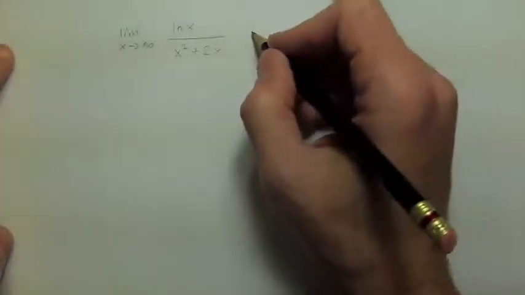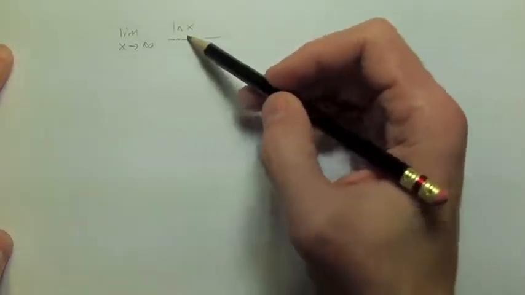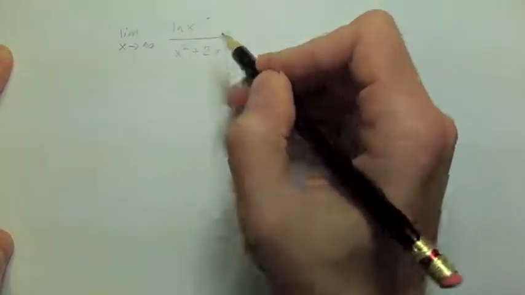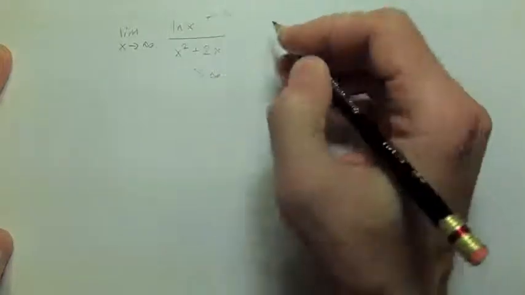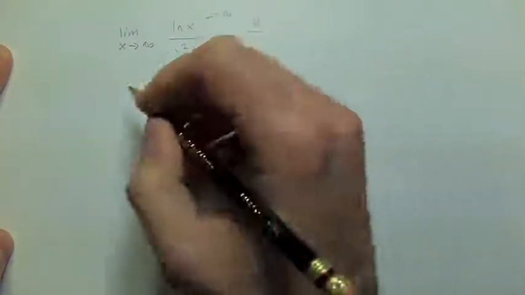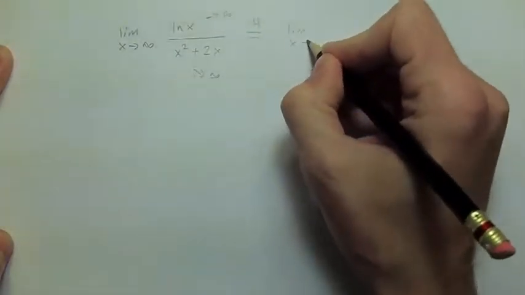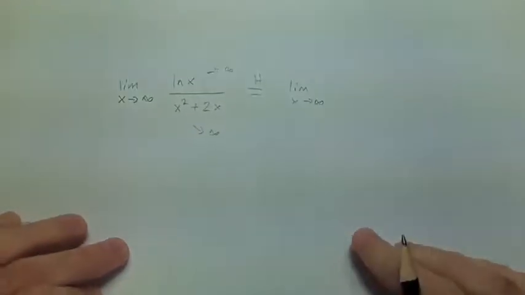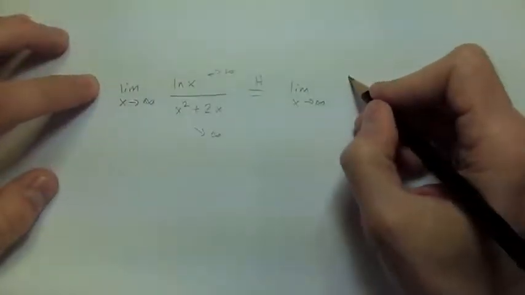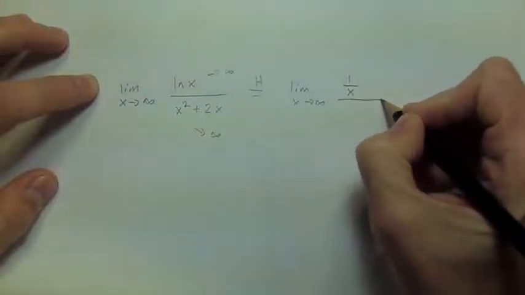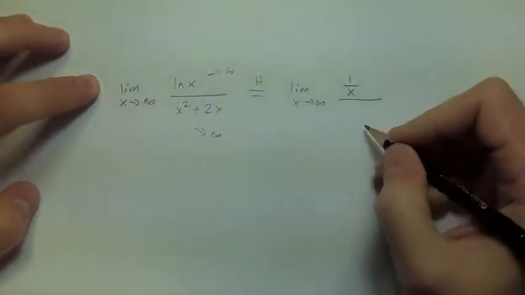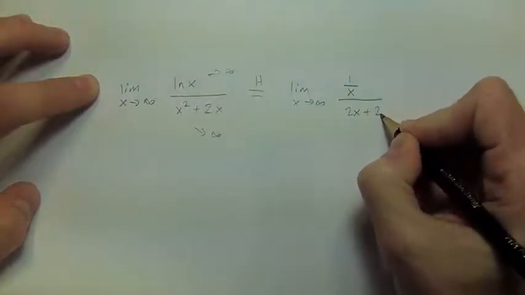Okay, let's try another example. Let's say we have the limit as x goes to infinity of the natural log of x over x squared plus 2x. Okay. Well, as x goes to infinity, so does the natural log of x, and so does x squared plus 2x. Okay. So since this is infinity over infinity, we can use L'Hopital's Rule, which will be the limit as x goes to infinity. Let's shift this down a little bit. Now the derivative of the top, which is 1 over x, all over the derivative of the bottom, which is 2x plus 2.